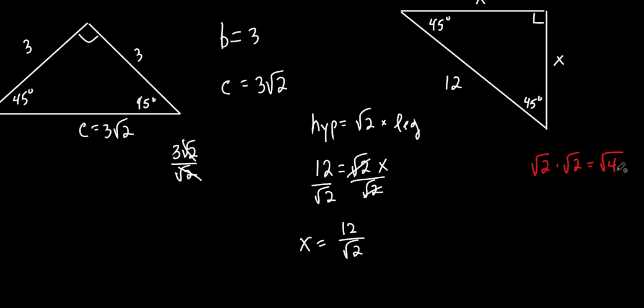Square root of 4. What is the square root of 4? It's a 2. So check this out. Watch. How did I start with a square root and end up with a whole number? What did I do to it? I multiplied it by itself. Okay? And that'll get rid of your square root.